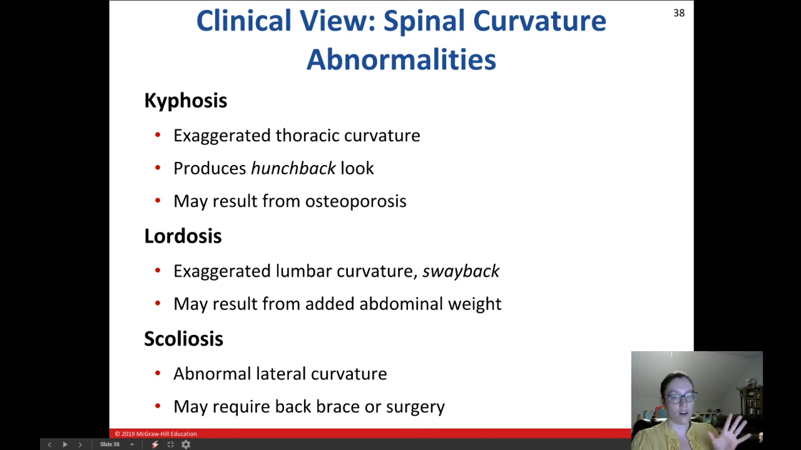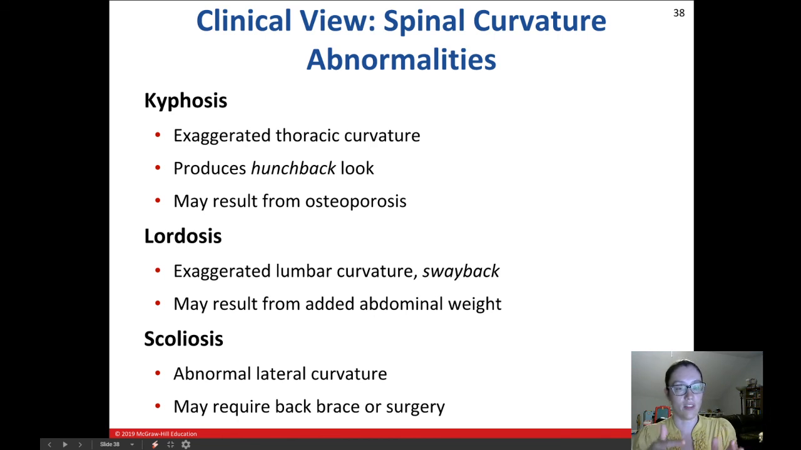Now, this is often talked about too. There are some abnormal spinal curvature abnormalities. Kyphosis is an exaggerated thoracic curvature, and so it produces a hunchback look, which may be associated with osteoporosis in older individuals. Lordosis is an exaggerated curve of the lumbar, or like sway back. It can result from added abdominal weight, and often happens during pregnancy, right, when you have a giant fetus. And so it gives you a sway back kind of look.